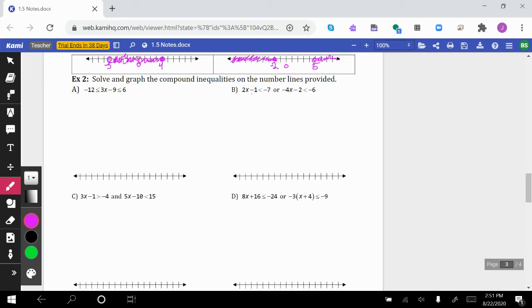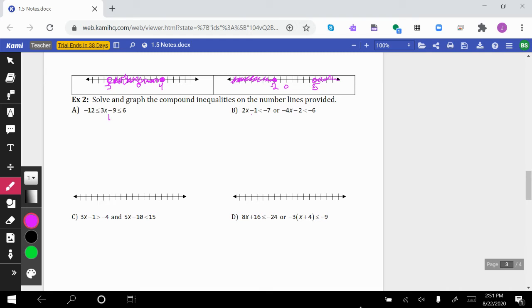So it reads, -12 is less than or equal to 3x minus 9, which is less than or equal to 6. So this is an AND problem. So first we need to isolate the x. So we're going to add 9 to each side. We get -3 is less than or equal to 3x, which is less than or equal to 15. We're going to divide by 3, and we are left with negative 1 is less than or equal to x, which is less than or equal to 5.